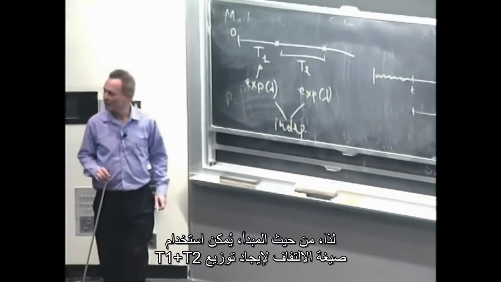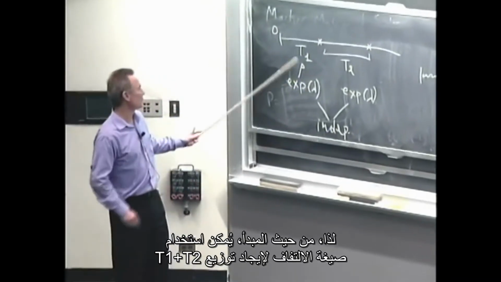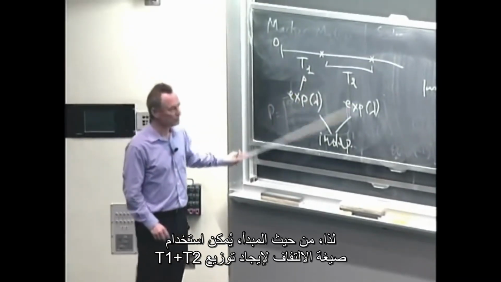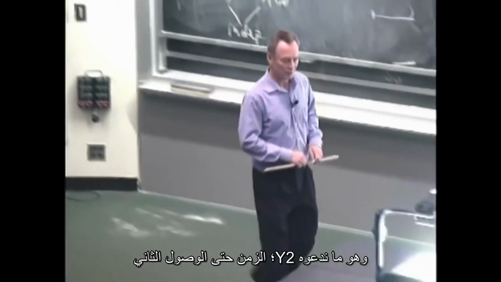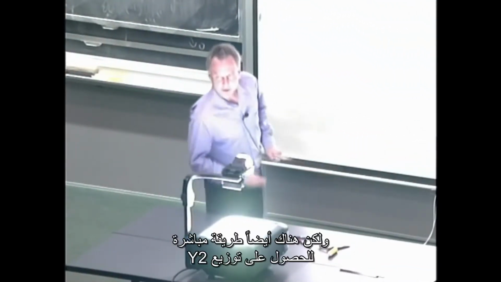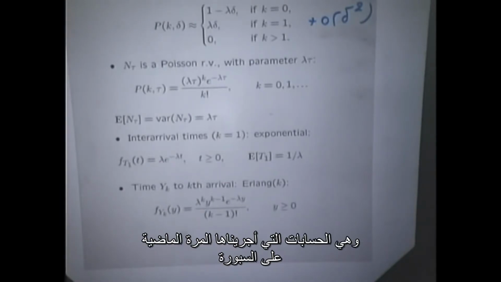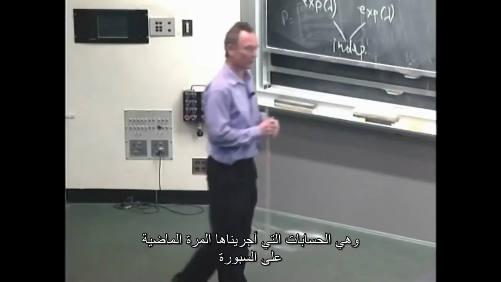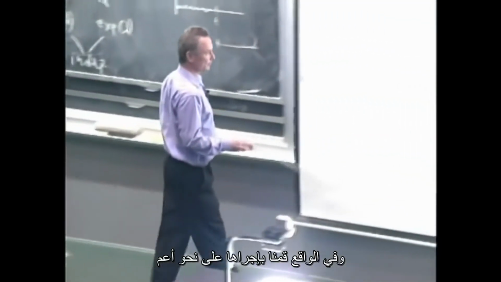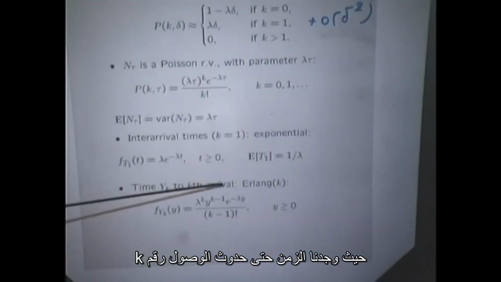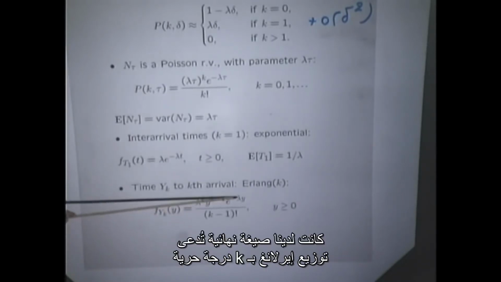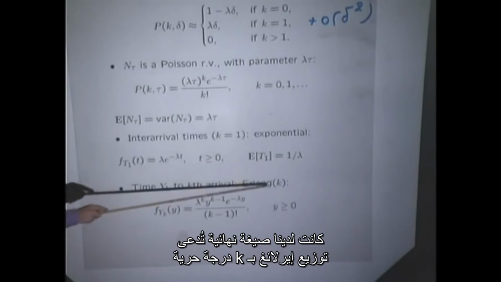So in principle, you can use the convolution formula to find the distribution of T1 plus T2, and that would be what we call Y2, the time until the second arrival. But there's also a direct way of obtaining the distribution of Y2, and this is the calculation that we did last time on the blackboard. And actually, we did it more generally. We found the time until the kth arrival occurs. It has a closed form formula, which is called the Erlang distribution with k degrees of freedom.